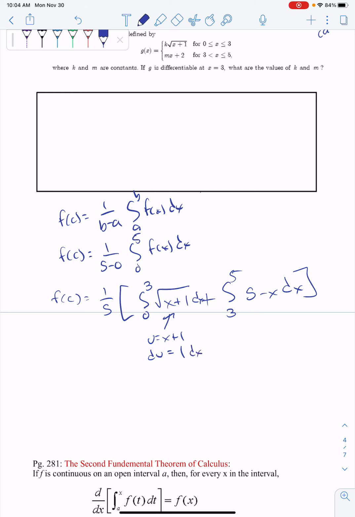So that's nice. When I plug in, let's see, how do we want to break this up? From 0 to 3, I can plug those values in to my u and change my integral. So f of c is going to equal 1/5 times, I'm going to integrate, when I plug in a 0, 0 plus 1 becomes 1. When I plug in a 3, 3 plus 1 becomes 4.